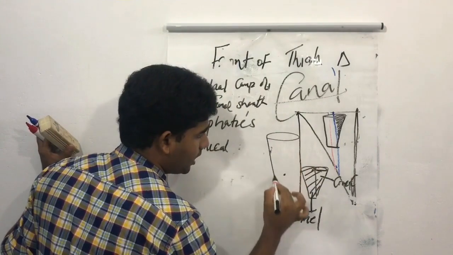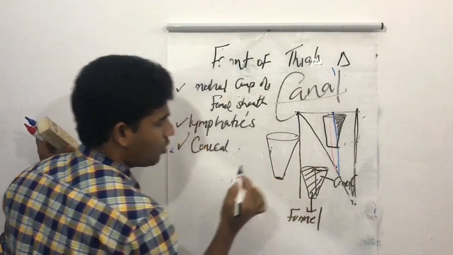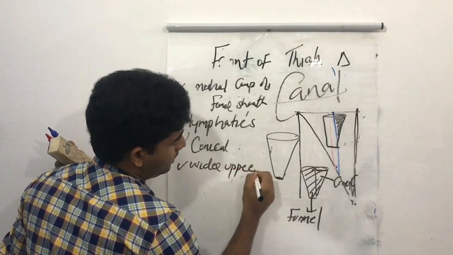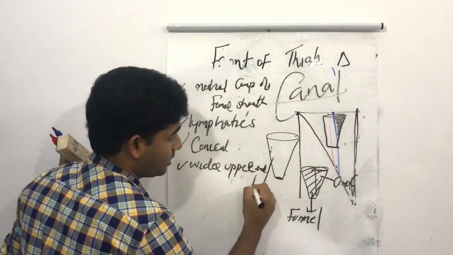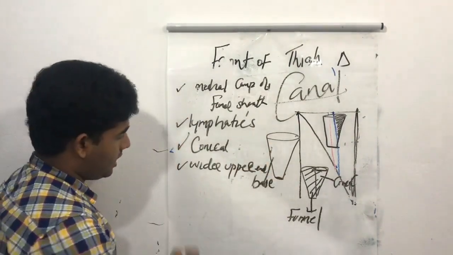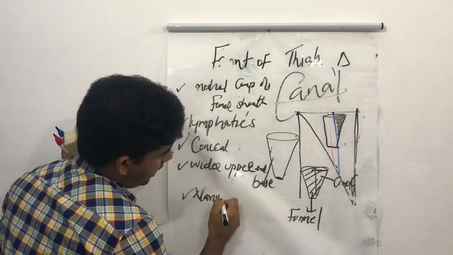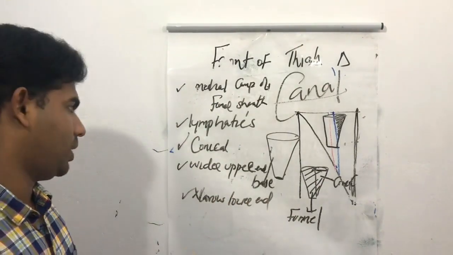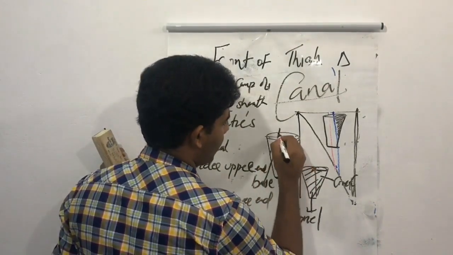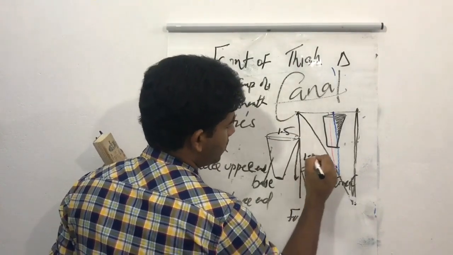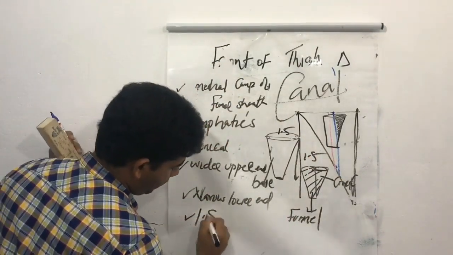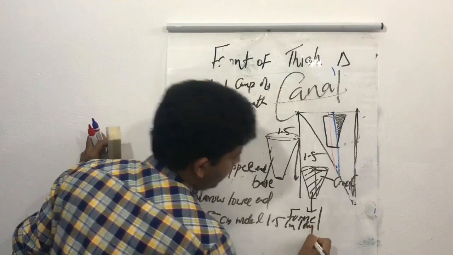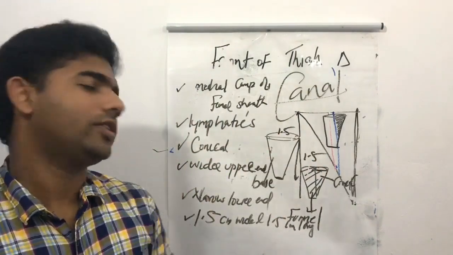Wide at the upper part and smaller towards the bottom. It has a wider upper end, which we can call the base of the femoral triangle, and a narrow lower end. So that is a peculiarity. The wide upper end is 1.5 centimeter, and the total length is also 1.5 centimeter. So 1.5 centimeter wide and 1.5 centimeter long.